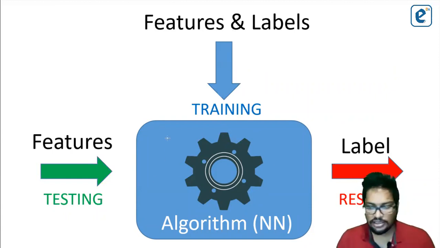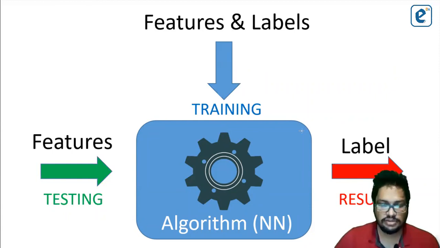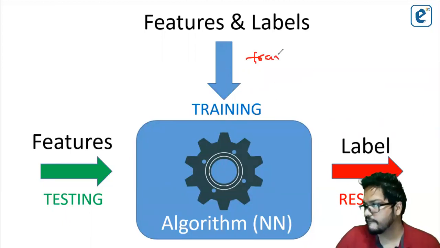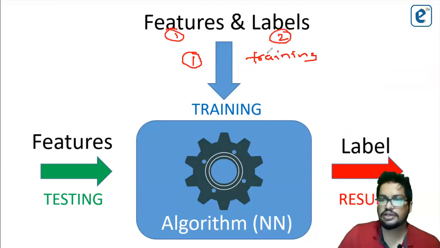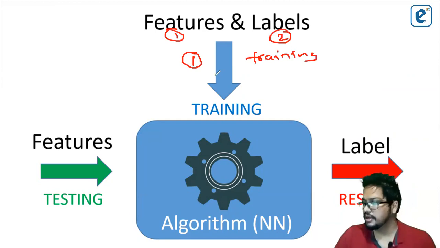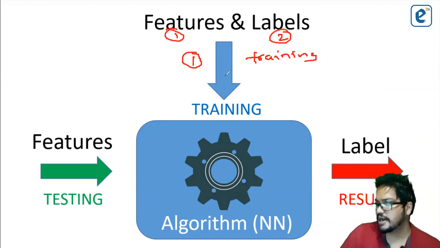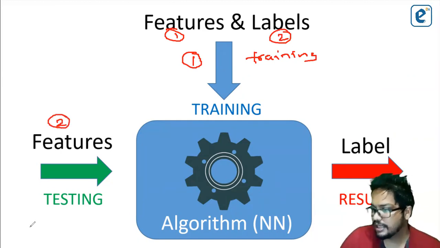So this is the training part. This is what we are going to do first, the training, and we need two things, features and labels. This is like training the neural network to perform a specific task. And this is the testing part, which is like getting the future predictions.